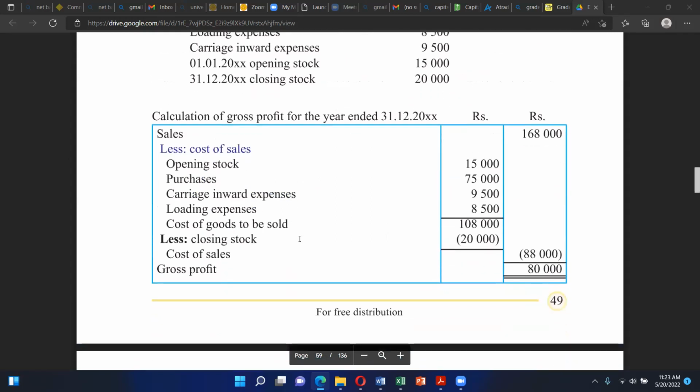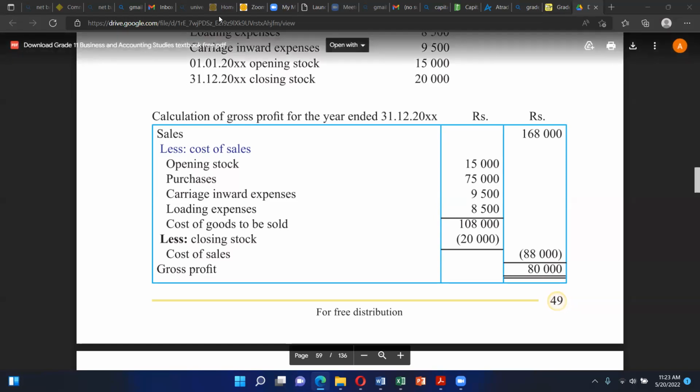Refer to the template they have given. You have two columns. Sales goes to the second column, and in the cost of sales part, opening stocks, purchases, carriage inwards, loading expenses. Take the total, which we call cost of goods to be sold, deducting closing stocks. Then you get the answer to the next side, second column, and then you come up with the gross profit. If you have a doubt, please ask.